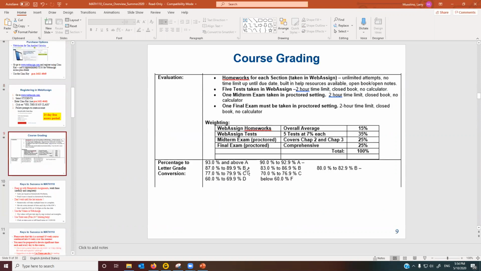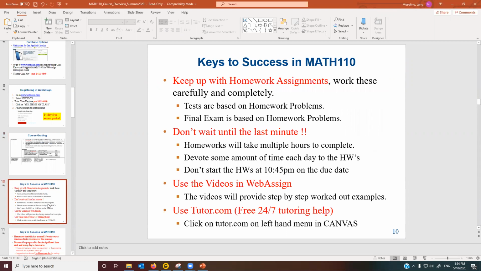Folks, here's the grading scheme I mentioned. So again, there's going to be a homework assignment for each section. Those homeworks are designed for unlimited attempts. So you should be able to go back and keep working in the homework to get 100% on those. There's some built-in help resources. You'll take 5 tests in WebAssign. Those are going to be timed at 2 hours. I'll talk more about that in a minute. And then there's going to be 1 midterm and 1 final exam in the course, and I'll go over that more in a minute.